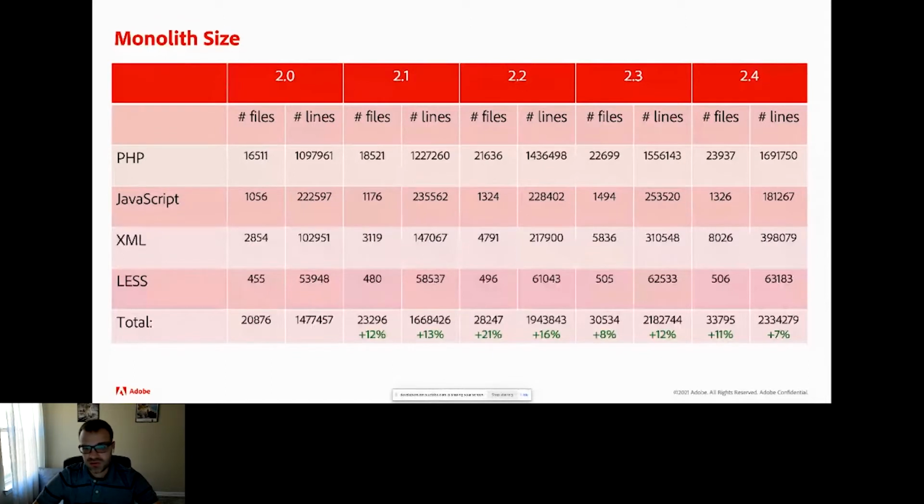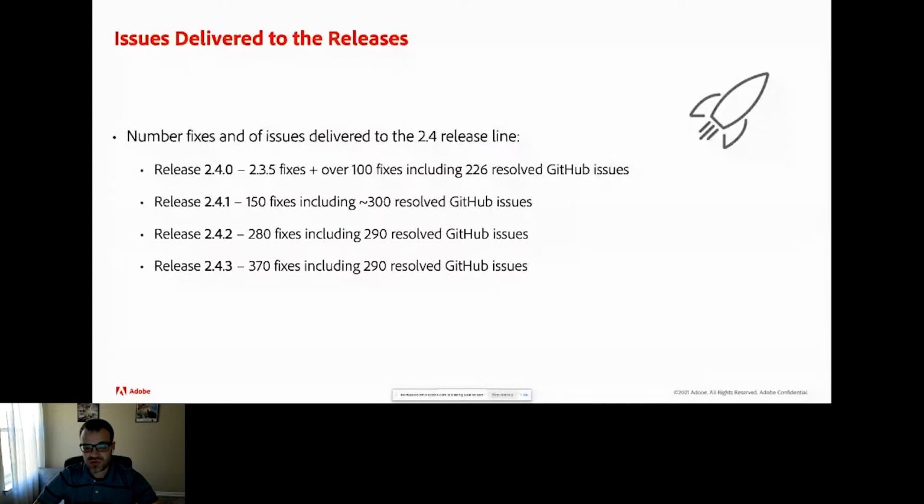And the next one is that only for the 2.4 release line, we already delivered more than 1,000 fixes for more than 1,000 GitHub issues. So a lot of issues fixed, a lot of changes delivered, a lot of functional areas are affected. So that's one more point to complex delivery of new releases to merchants and customers.